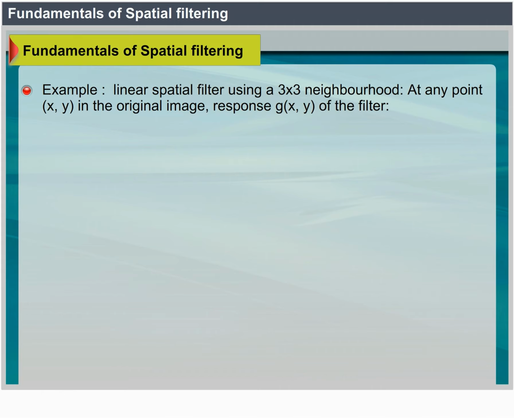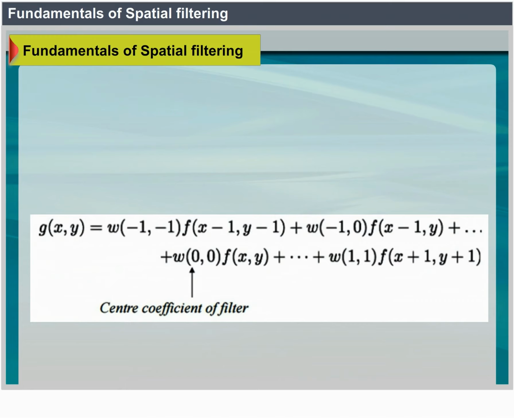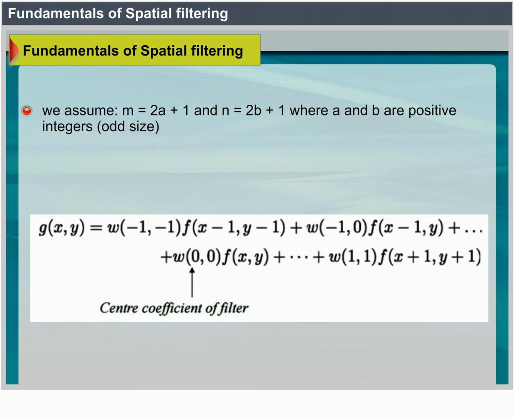The general expression of linear spatial filtering of an image of size m into n with a filter of size m star n, the equation is shown on figure. Each pixel in W visits every pixel in F. The mechanics of linear spatial filtering using 3*3 filter masks will be as shown on screen.